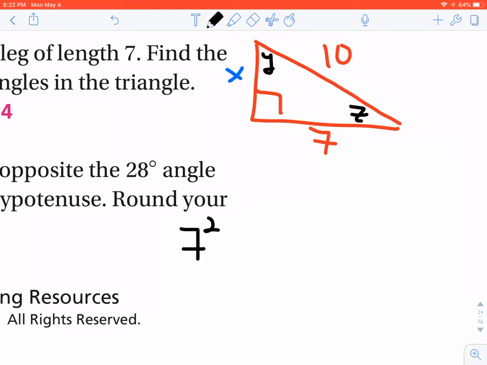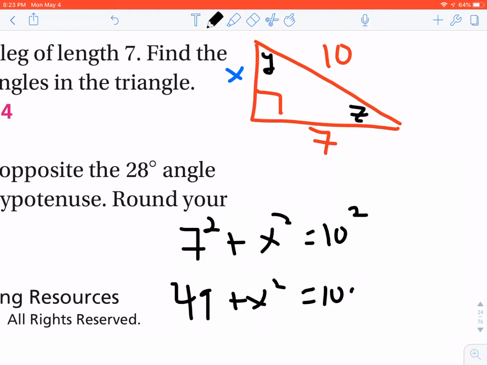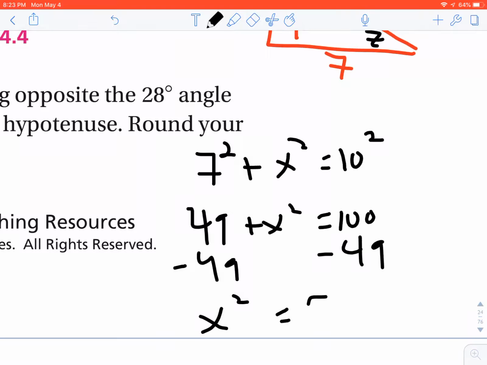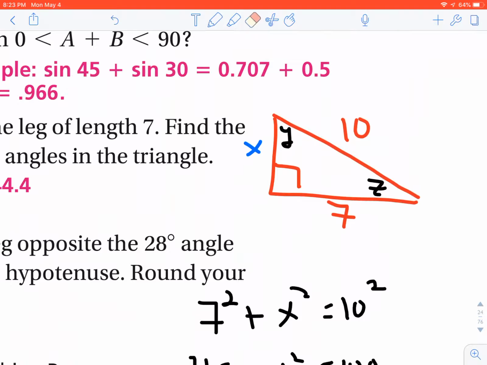The Pythagorean theorem says the two legs squared added together is equal to the hypotenuse squared. So 7 squared plus x squared is equal to 10 squared. So 49 plus x squared is equal to 100. Let's show some work here: minus 49 from both sides. So x squared is equal to 51. When I square root both sides, 51 gives me 7.1. So the length of x is 7.1.